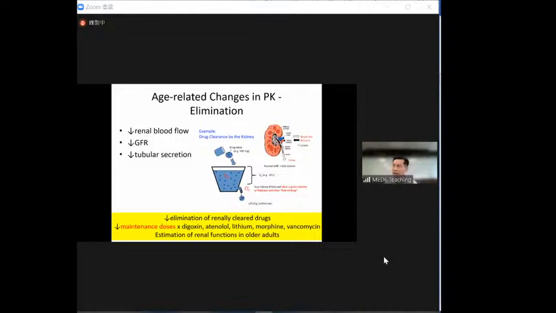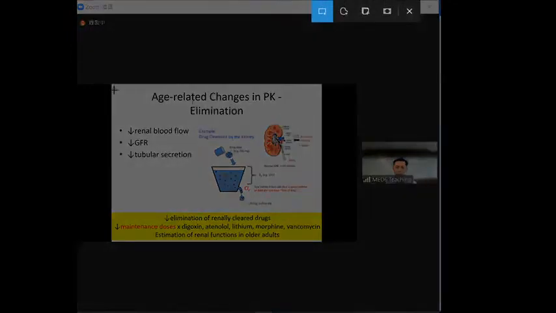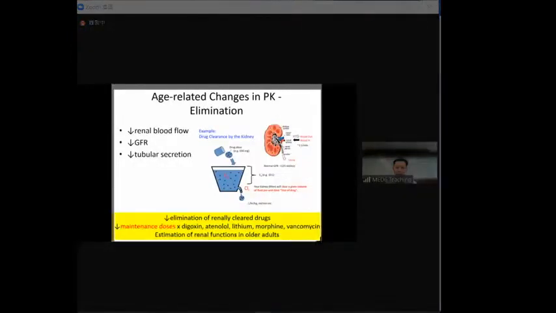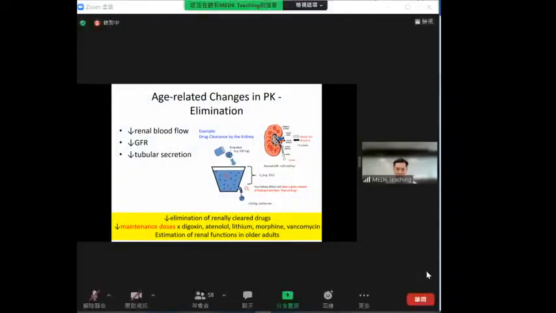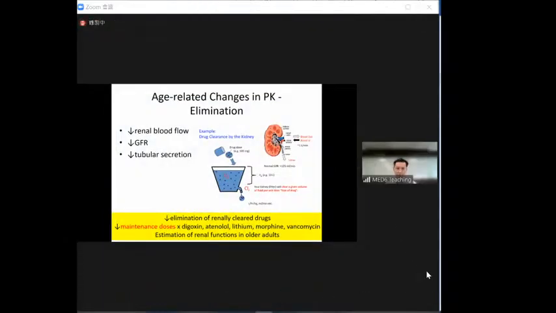The other one would be elimination. Okay, this is the main process that is affected by aging. All right, so in aging, we will have a decrease in renal blood flow, a decrease in glomerular filtration rate, and a decrease in tubular secretion. So overall, it would affect mainly the maintenance doses of drugs that are mainly eliminated by the kidneys. For example, digoxin, atenolol, lithium, morphine, vancomycin.